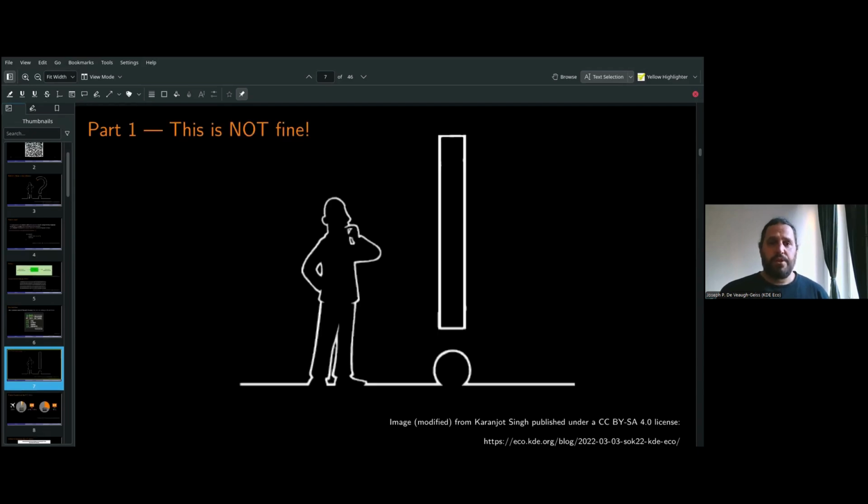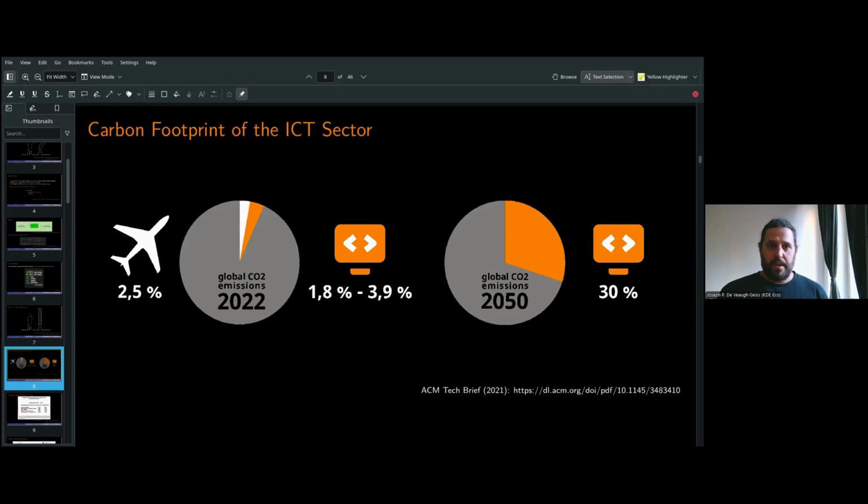Okay. So now that we're on the same page about what we mean by free and open source software, let's now talk about the power of free and open source software, or FOSS, to combat environmental harm. So the ICT sector, or the information and communications technology sector, currently contributes about 3% of global CO2 emissions. This is on a par with the aviation industry. And it's estimated that if nothing changes, it will be up to 30% of global CO2 emissions by 2050.